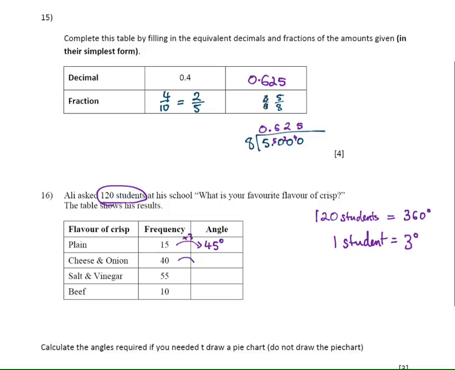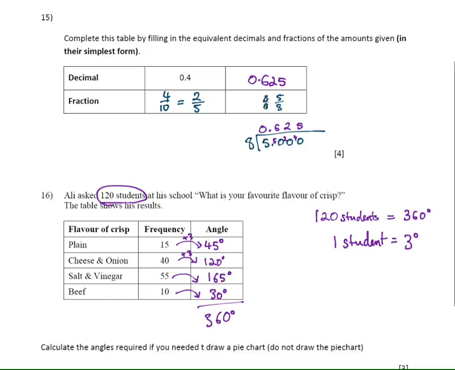So we're using a multiplier here. We're timesing everything by the same amount. 40 people would represent 120 degrees. 55 people, if you times by 3, you get 165 degrees. And 10 people, if you times by 3, you get 30 degrees. Some people did some really strange stuff here. Have a look back at your answer and just ask yourself, does it make sense? A nice check you can do is to add the angles and check they add up to 360.